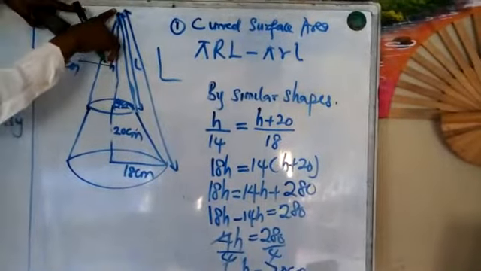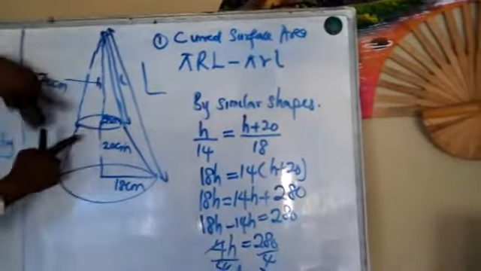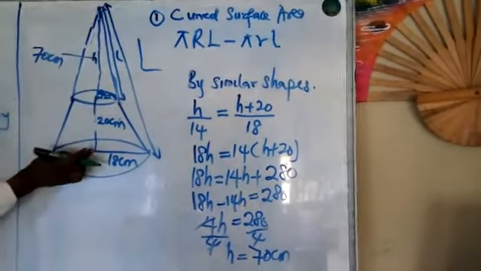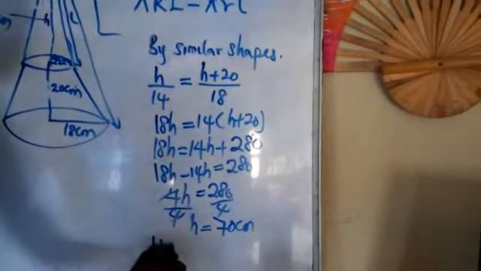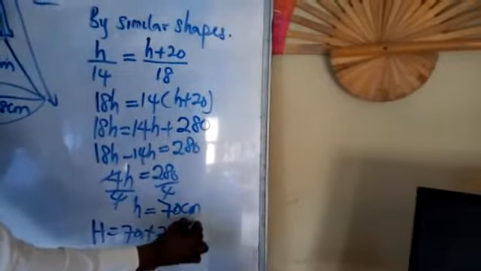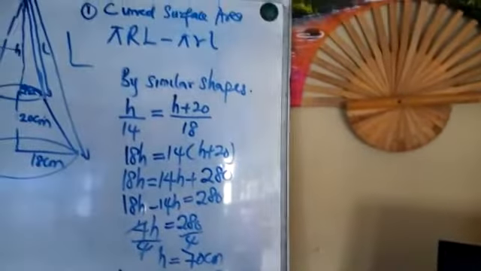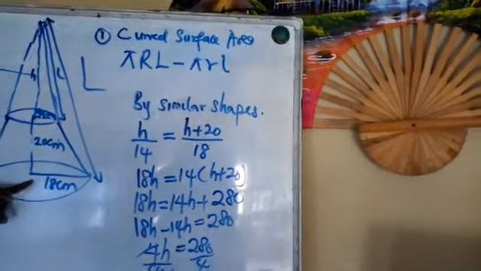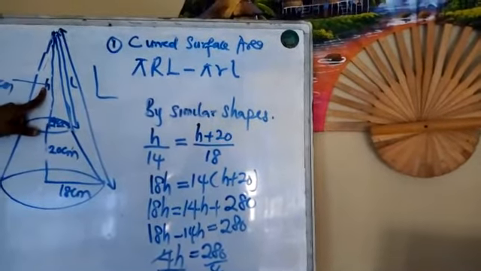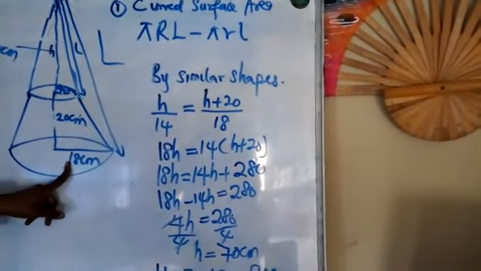Don't forget, we are trying to determine the big H. So how do we get the big H? If small h is 70 and the height of the frustum of the cone is 20, how do we get from top to this point? For us to get big H, it will be what? 70 plus 20 will give us what? 90 cm. So 90 cm is the height from this point to this point. Why is from this point to this point 70? Here we already have the top radius, we also have the bottom radius.